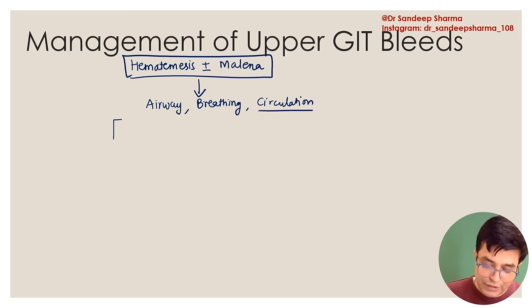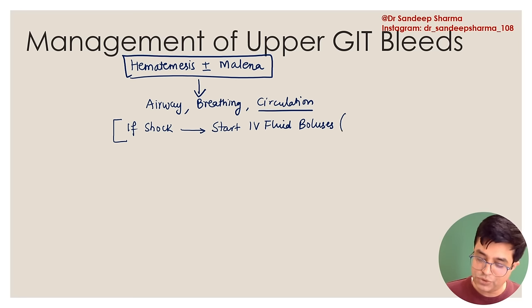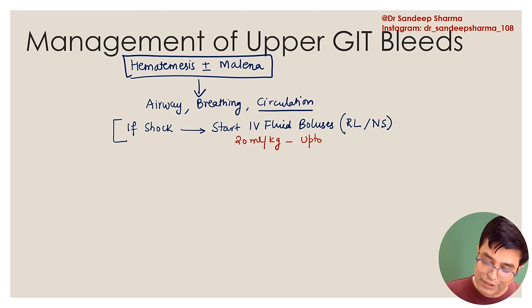Most of these patients, in brackets you would write, if shock is present due to bleeding, BP low hoga, if shock is present due to a massive bleeding, in these patients you will start IV fluid boluses. You can use either Ringer lactate or normal saline. Aur kitne fluid bolus dena hai? You can give 20 ml per kg body weight and up to 3 boluses can be given. And while boluses are being given, you will also arrange for blood transfusion.